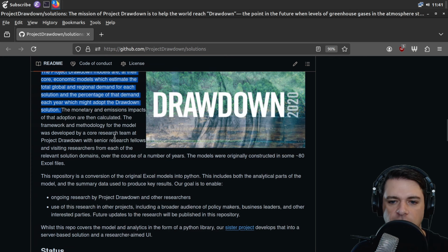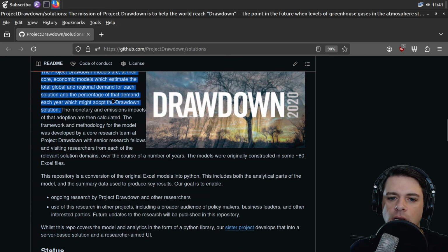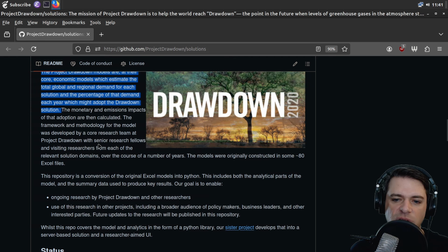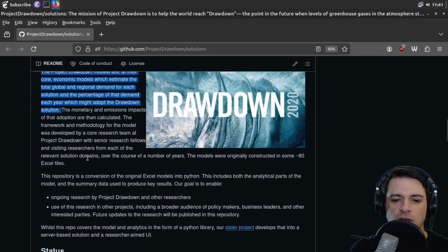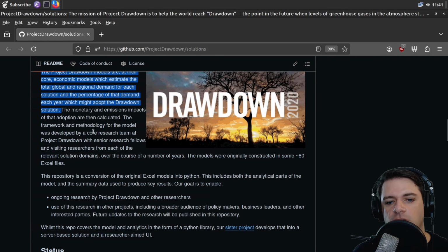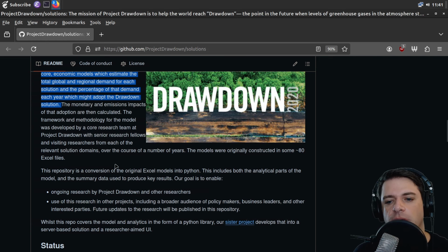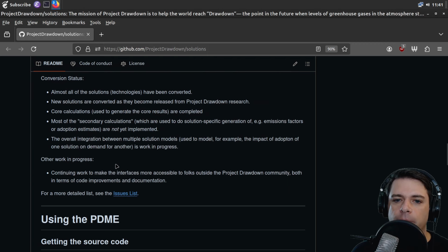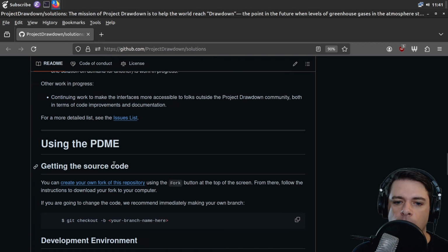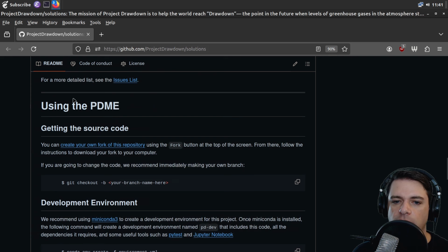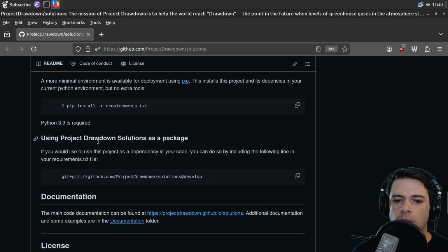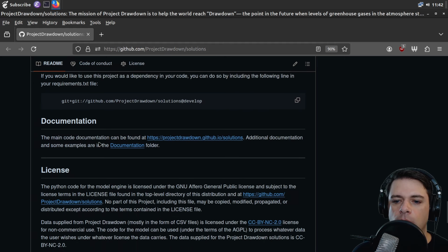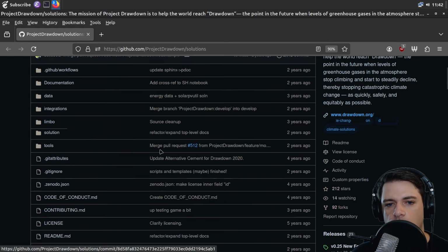The framework and methodology for the model was developed by a core research team at Project Drawdown with senior research fellows and visiting researchers from each of the relevant solution domains. Okay. I don't know what a PDME is. Yeah, but we do have some code. I don't know what the code does.